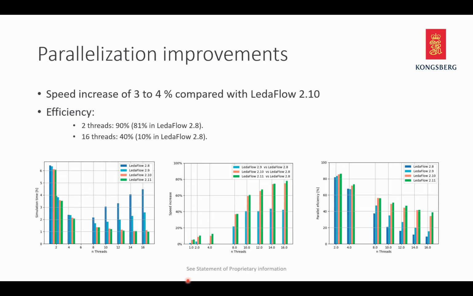So that's what you may see in this graph here. We normally compare against 2.8 as this is our reference version. The efficiency has also increased a bit. So for 2 threads, we are now achieving an efficiency of 90%, and for 16 threads, an efficiency of 40%.